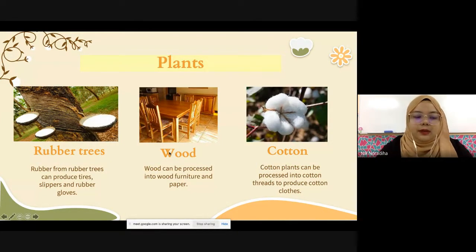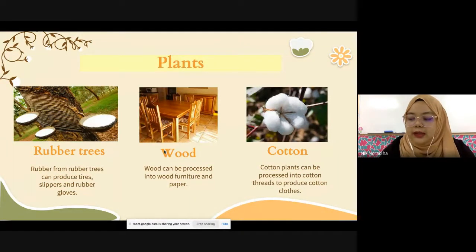Just now, when teacher started our class, I showed you a piece of paper. Then I asked you, where does paper come from? Alhamdulillah, you guys know where the paper comes from, okay? So paper and also wood furniture around us, if you have wood furniture at home, those are made up from wood, okay? The wood that we get from the trees will be processed into wood furniture and also paper.